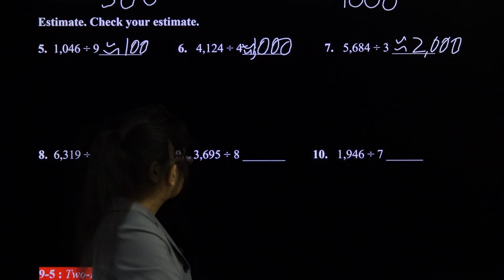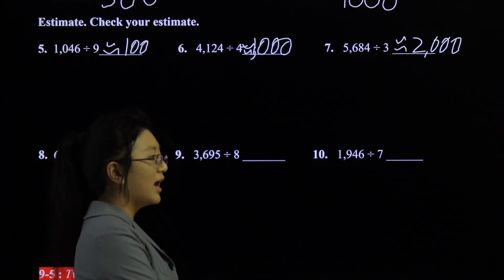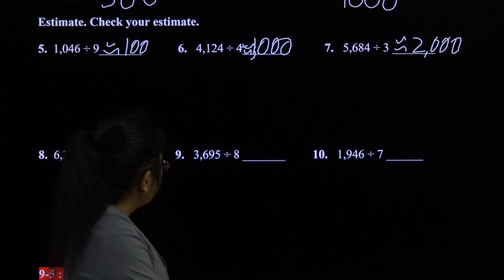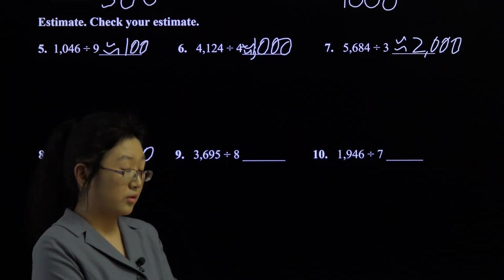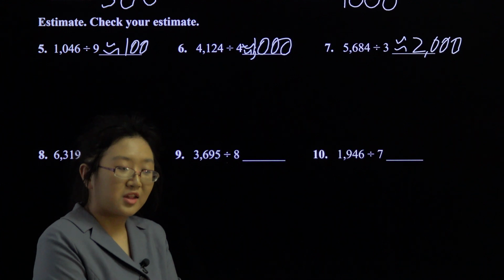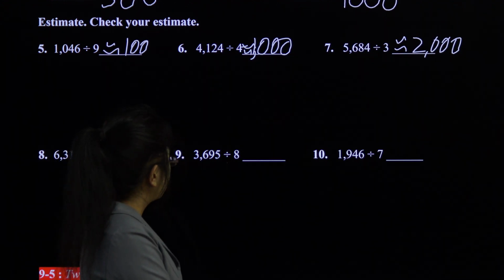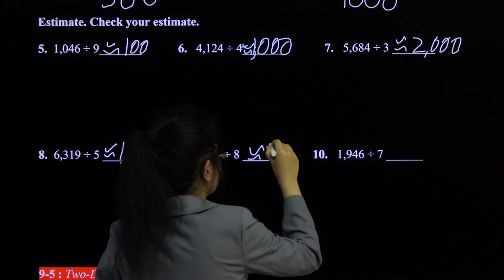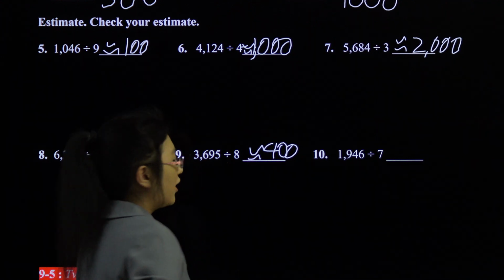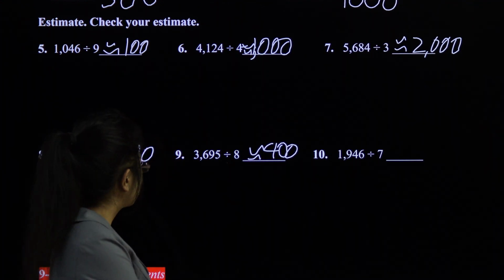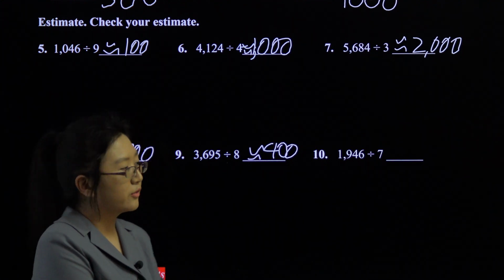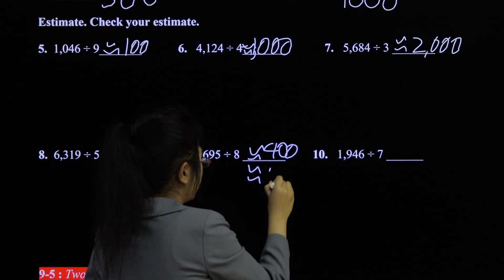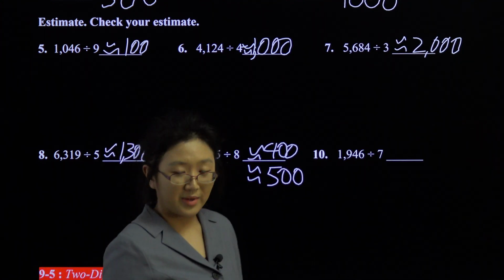Now here, it's 3,695 divided by 8. 32 is a good, well, it's not exactly good, but it's close enough. So 32 divided by 8 is 4, so that'd be around 400. But honestly, 3,695 is closer to 4,000 than to 3,200, so 500 would be a closer estimate.